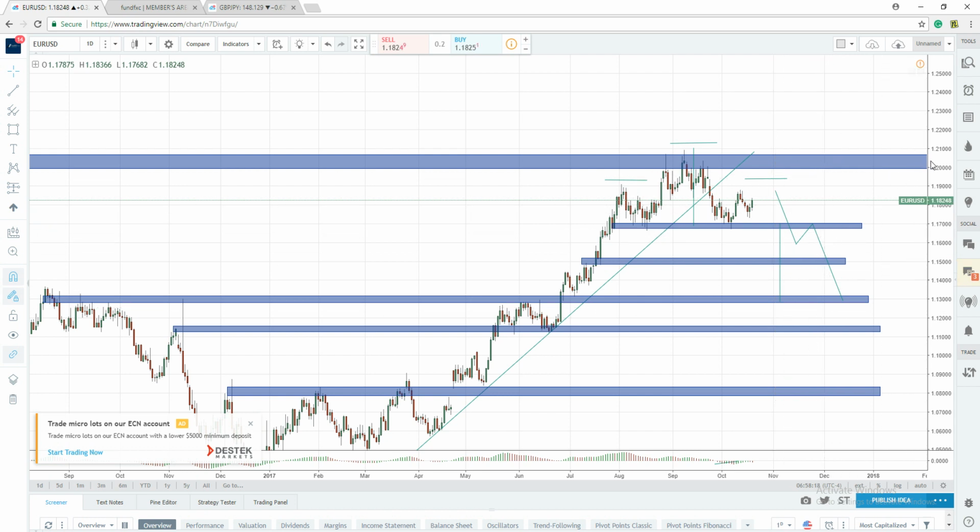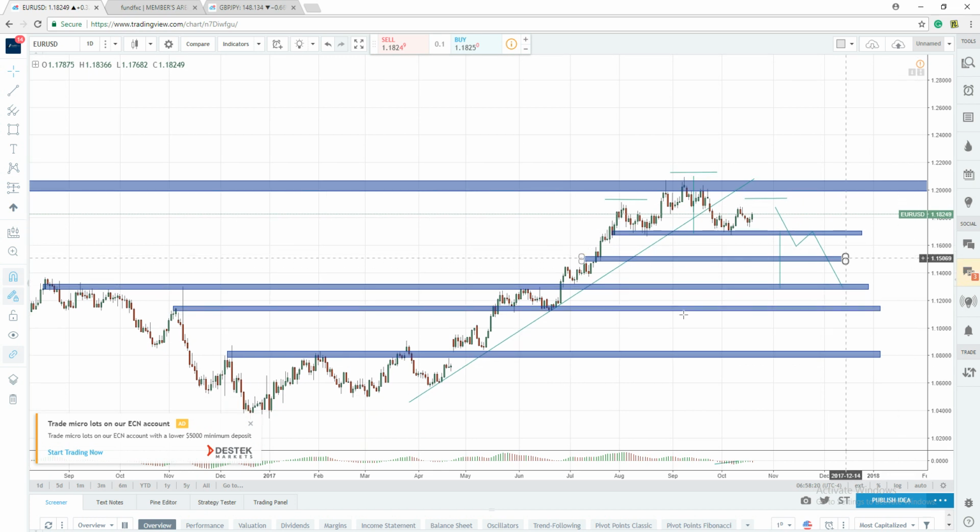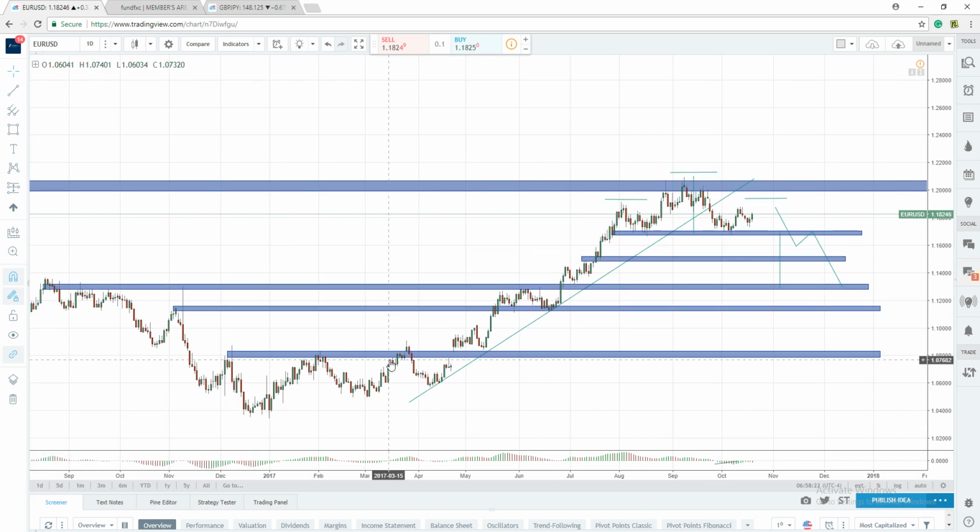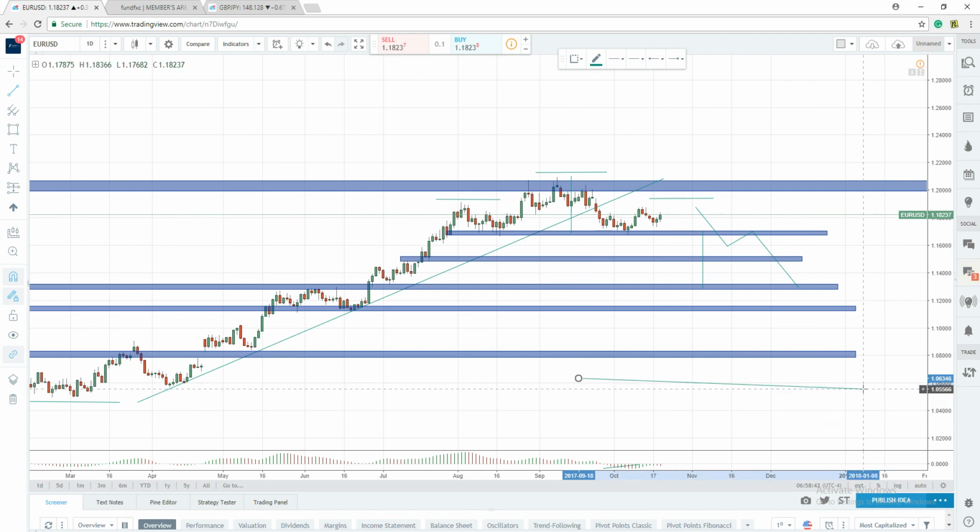Okay, so let's move on now to an inverted head and shoulder. Now what is an inverted head and shoulder? It's a head and shoulder that's upside down. So let's find one here on this chart. We have one on the left here, left shoulder, a head, and a right shoulder. Let's zoom in quickly so you can see better.